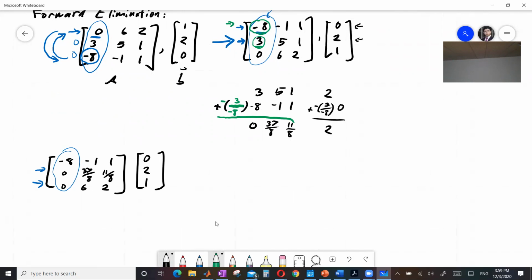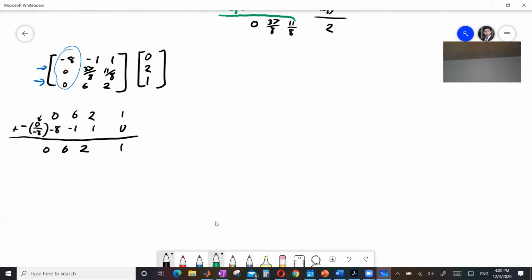We would have the third row 0, 6, 2, and 1 for the vector, plus negative the guy we want to eliminate, so in this case it's a 0, so it's irrelevant, over the first guy, -8, times -8, -1, 1, and 0. But we as humans can see that multiplying by 0 is nonsense, so we would just get the same thing. But the computer doesn't know that, so the computer will rather go through this operation and find out this same column. Okay, so we are basically done with the first column.